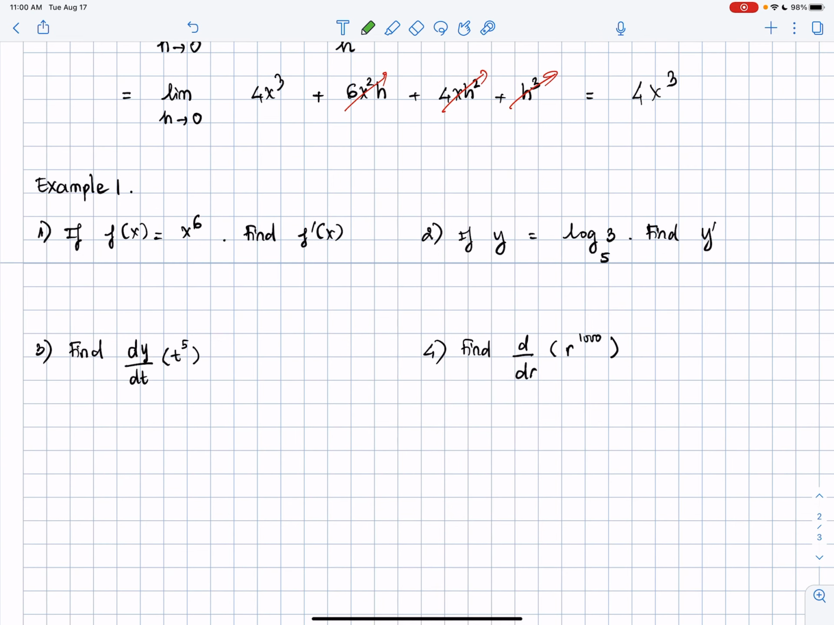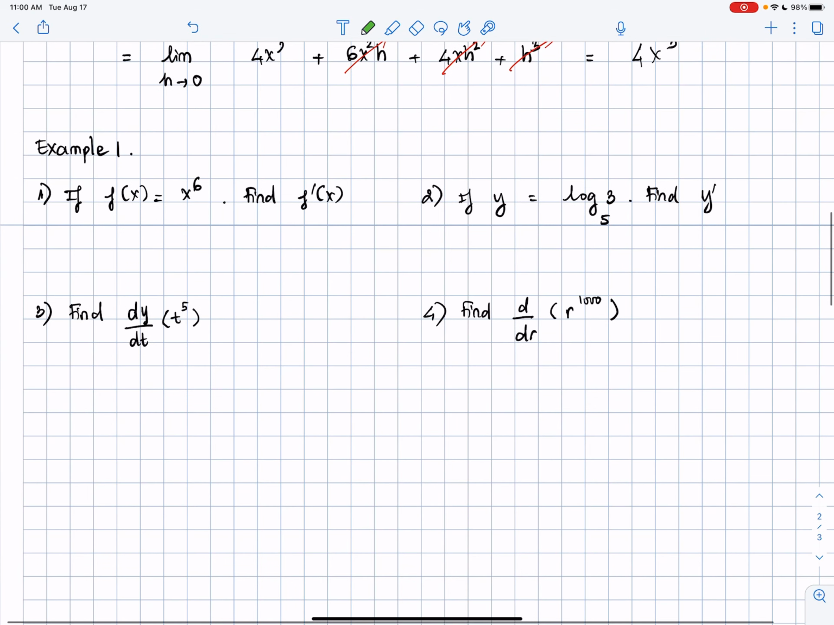For example, number 1, if we have the function f of x equal to x to the 6, then we want to find f prime of x, the first derivative. So f prime of x follows the same rule as before. We move 6 to the front, and the exponent decreases 1 unit. So 6 minus 1 is 5.